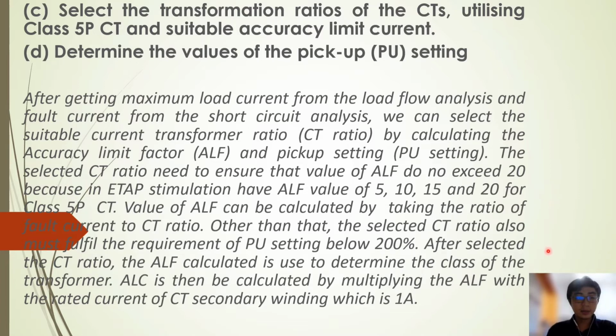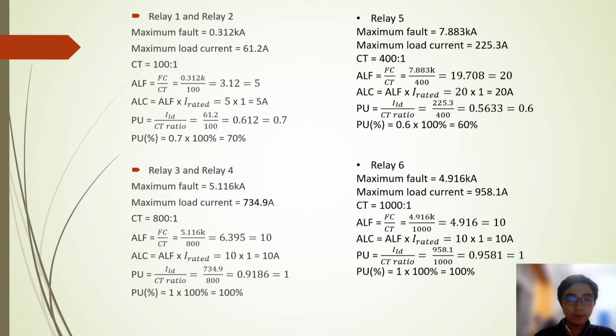After selecting the CT ratios, the calculated ALF is used to determine the class of the current transformer. ALC is then calculated by multiplying ALF with the rated current of the CT secondary winding, which is 1 ampere. Since relays 1 and 2 have the same maximum fault current and maximum load current, we can use the same setting. Relays 1 and 2 have a maximum fault current of 0.312 kA and a maximum load current of 61.2 ampere. The CT ratio that I chose for these two relays is 100 to 1.